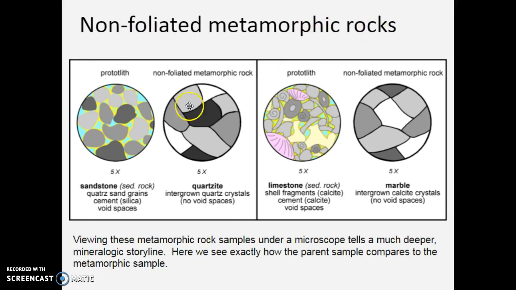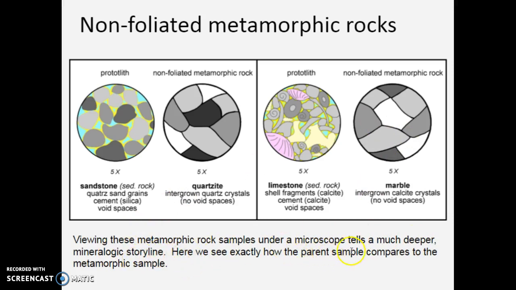So non-foliated metamorphic rocks. If I looked at sandstone under a microscope, I'd see sand grains with these spaces of cementing material. And because quartz can be dissolved over time, we would say silica is likely the cementing agent. But under the microscope quartzite, these crystals are intergrown. These are all quartz crystals that are intergrown. Whereas limestone, these are shell fragments. We would say that calcite, right? Calcite is the mineral that makes them up. It's going to dissolve and cement them together. This would be your cementing material. Whereas marble, which is intergrown calcite crystals, essentially limestone metamorphosed, we'd see those calcite crystals intergrown. Viewing these under the microscope tells a much deeper mineralogic storyline.